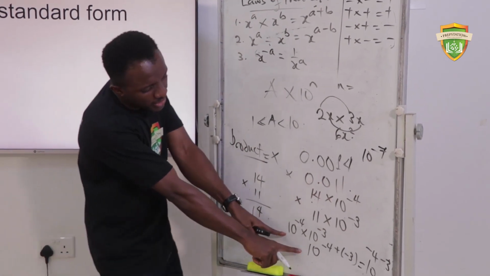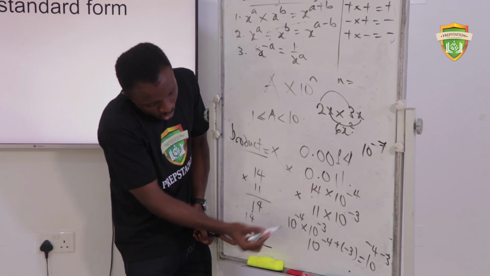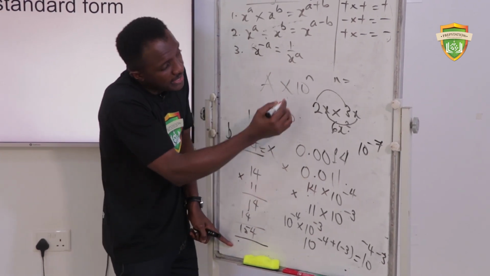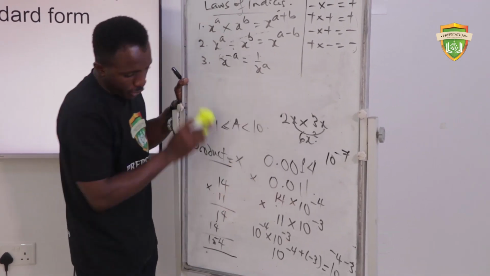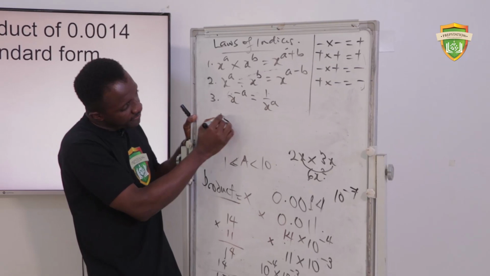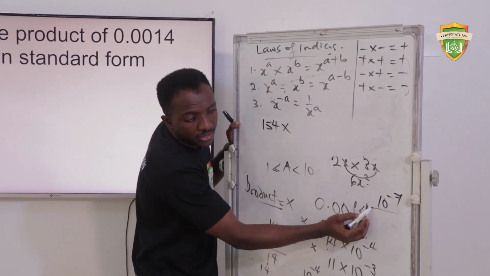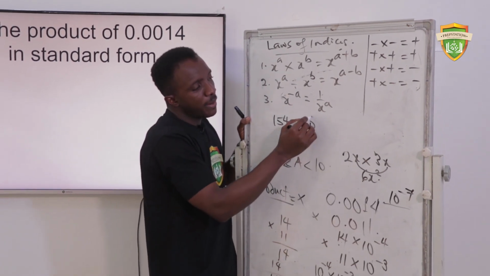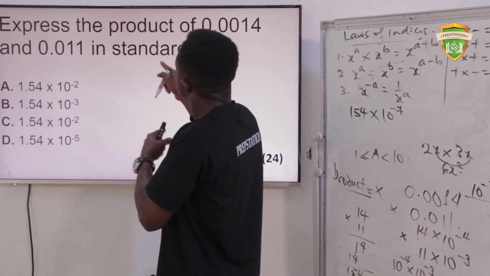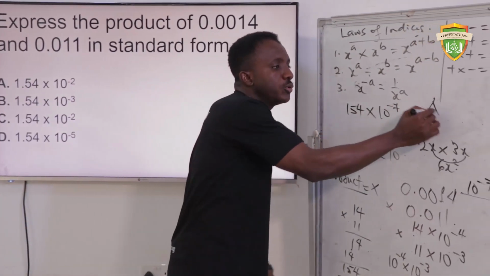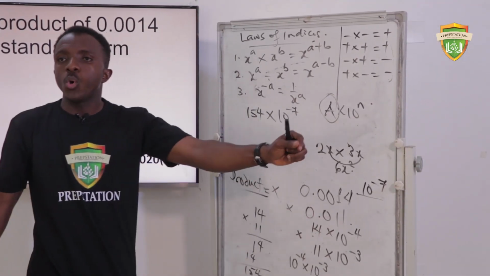So let's go back to the question. Remember that when we multiplied 14 and 11, we got 154. So we bring that up again. I'm sorry my board is very small, but I'm sure you know what I'm doing. So we have 154 times, the product of these gave us 10 raised to the power minus 7. Remember this? 10 raised to the power minus 7. Now that takes us back to our standard form. Standard form, like I told you, is a times 10 raised to the power n. I told you a must be between 1 and 10.